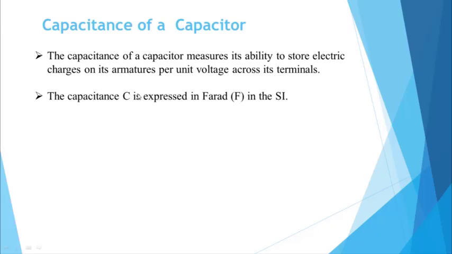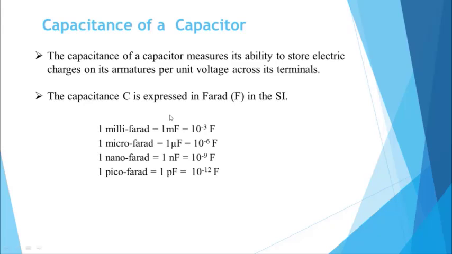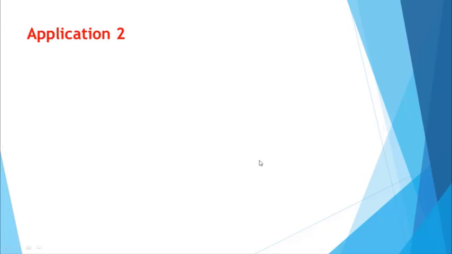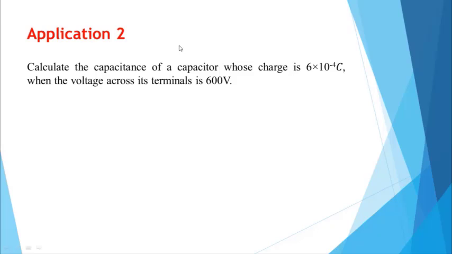The capacitance C is expressed in farad in the SI unit, but farad is a very big unit, so usually we use the sub-multiple divisions of this unit, which are 1 millifarad equal to 10 to the power minus 3 farad, 1 microfarad is equal to 10 to the power minus 6 farad, 1 nanofarad is equal to 10 to the power minus 9 farad, and 1 picofarad is equal to 10 to the power minus 12 farad. Let us solve the following application.